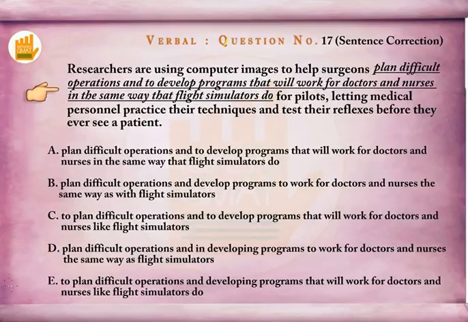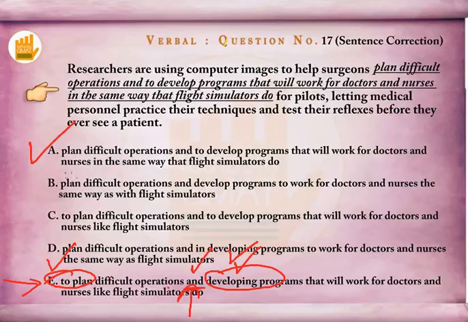Similarly, Elephant also has the same problem as Calcutta: "to plan difficult operations and developing." On the left side of the conjunction "and" I have an infinitive, and on the right side I have a present participle. So this is not a right connection. I mean the conjunction is correct, but it is not connecting two right things. So that is the problem. That's why America is the right answer.